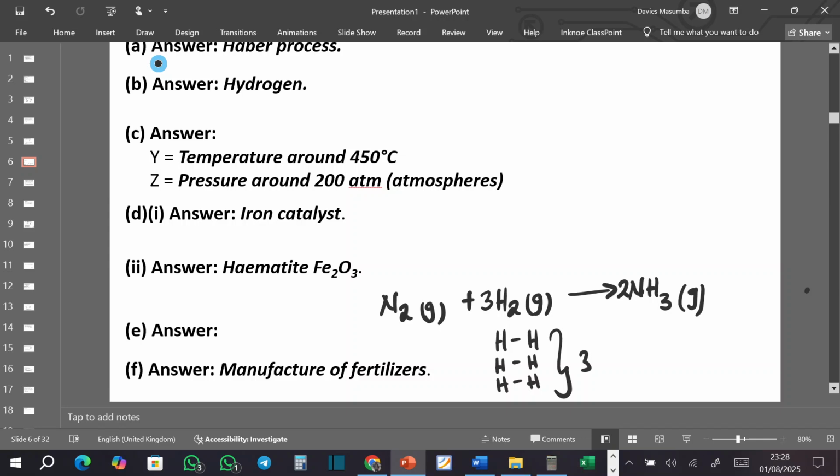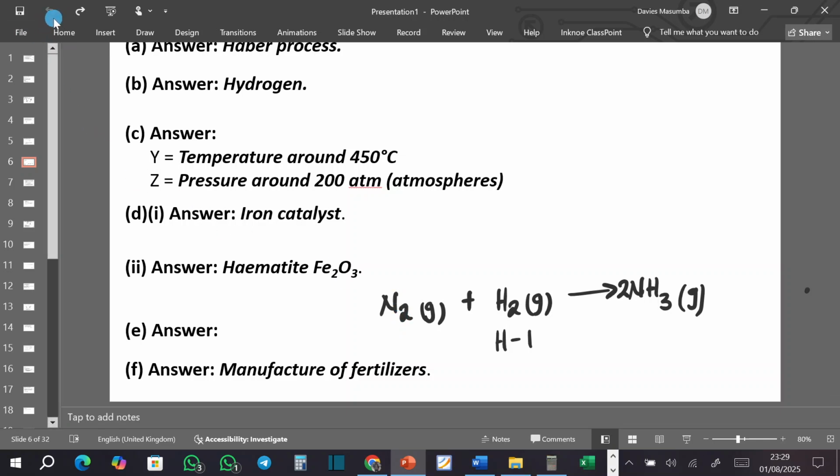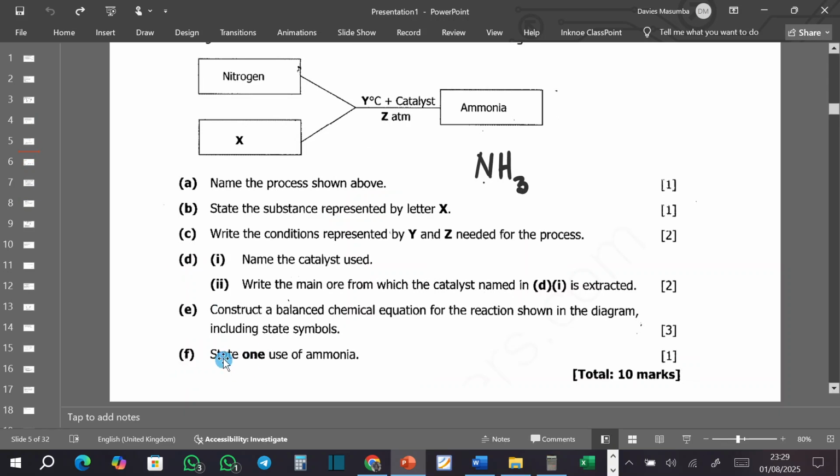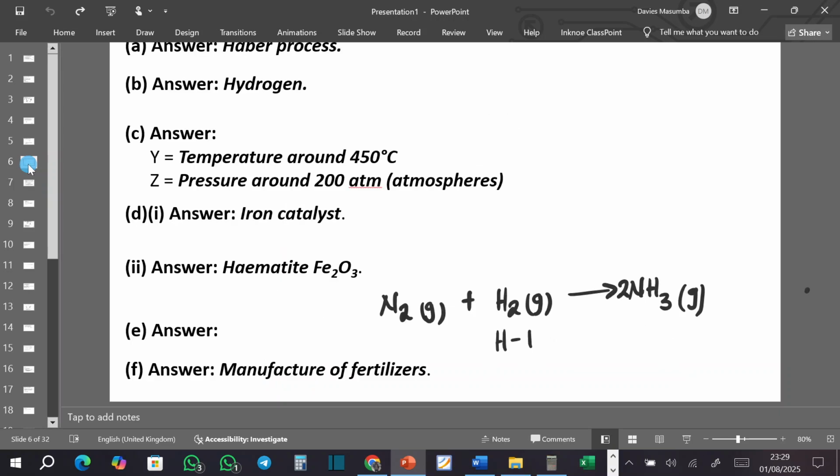So this is just to do something on balancing equations. But I'm very sure that other videos that I posted already talked about this. So let's go back to our original. Oops, we have even lost our original equation due to what we were writing. It's fine. Then we go back to the question. The other question now says to state one use of ammonia. So let's go for one use of ammonia: manufacture of fertilizers.